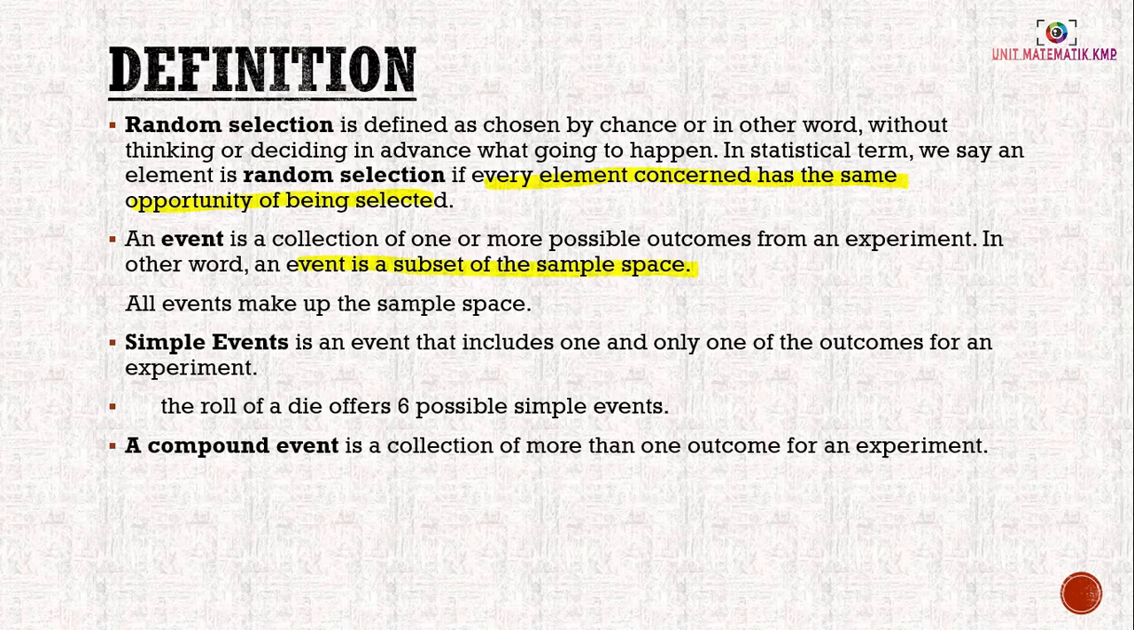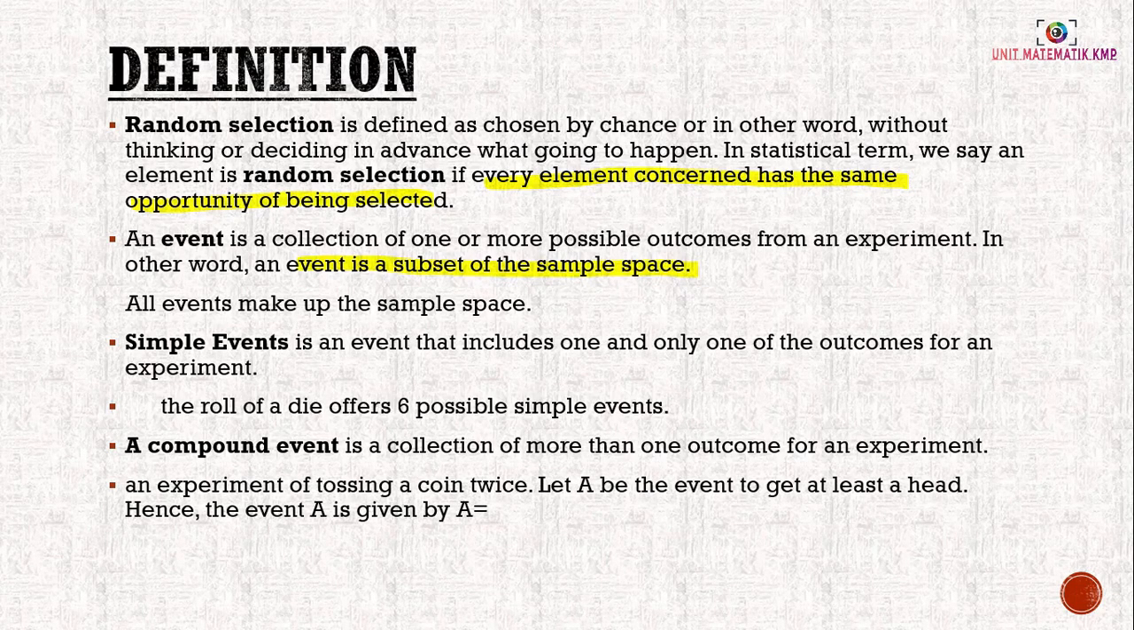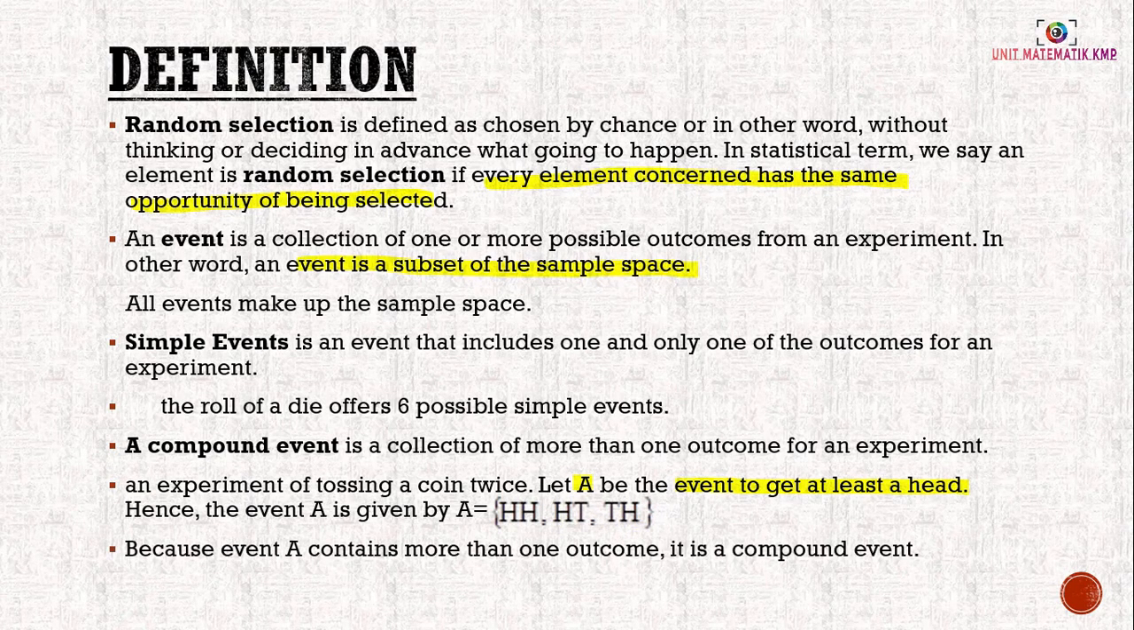Okay, a compound event is a collection of more than one outcome for an experiment. So, for example, an experiment of tossing a coin twice. Okay, let A be the event to get at least a head. So this is event A, event to get at least a head. So means that the event A is given by, okay, sama ada dua-dua kali kita toss tu kita akan dapat head head, or head tail, or tail head. Okay, so because event A contains more than one outcome, so result dia ada lebih daripada 1. So it is a compound event.